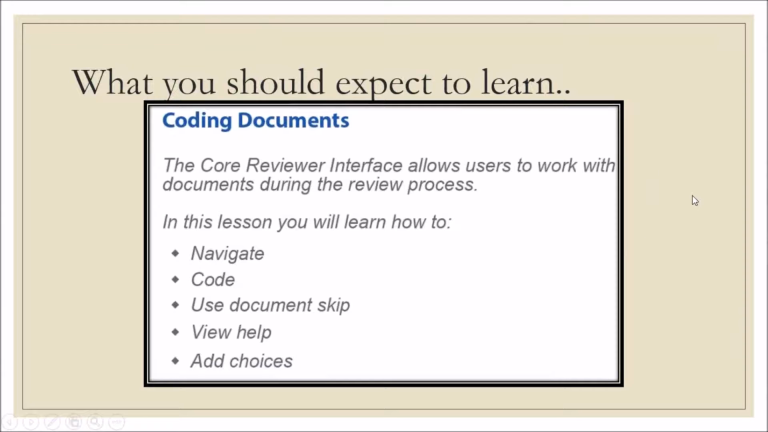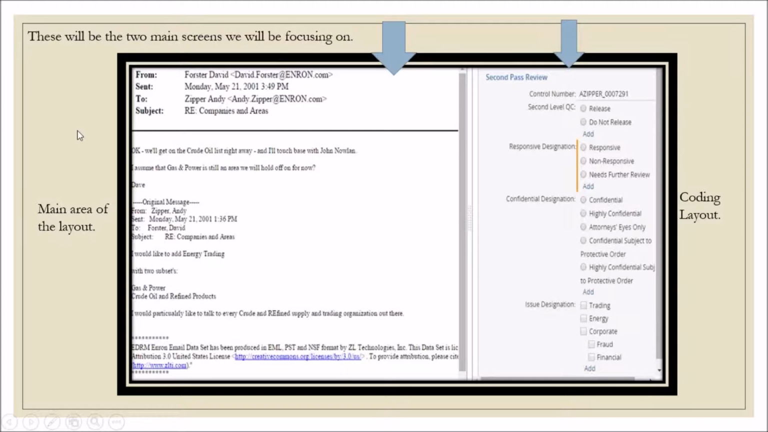So let's get into this with the coding of documents. These will be the two main screens we'll be focusing on. The main area of the layout will be the document itself, and then you've got your coding layout over here. And as we look at the coding, this particular screen talks about a second pass review. So someone has already selected this particular document for you to take a look at. Normally that means that they have chosen it as a responsive document or that it needs further review, and so this is the second time someone is looking at it.